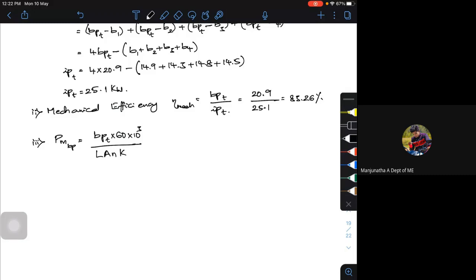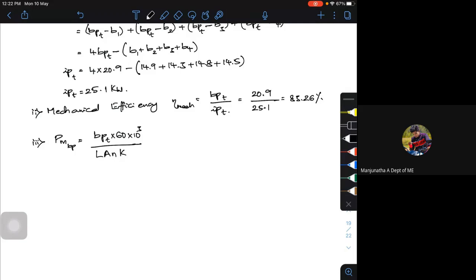60 into BP, that is the total brake power. And if you are converting that kilowatts to watts, put 10 to the power of 3. If the power is directly in watts, you need not put that. It will be only brake power into 60, divided by stroke length into cross sectional area into N.